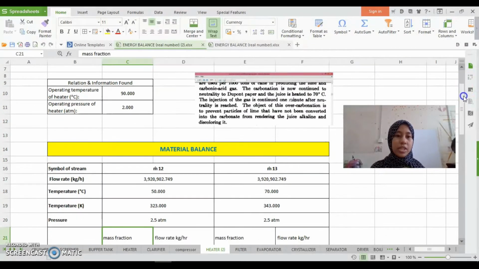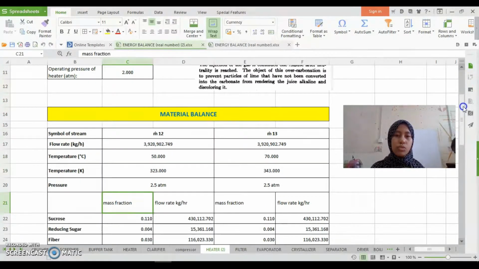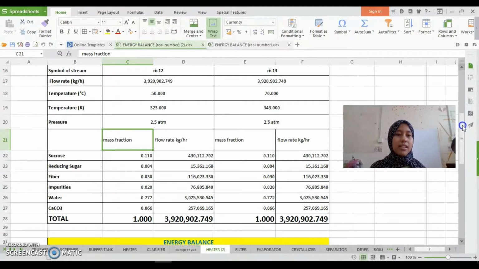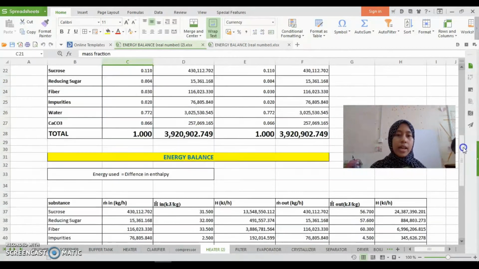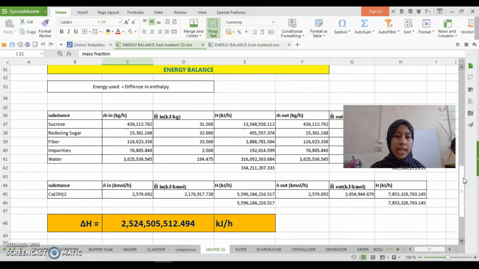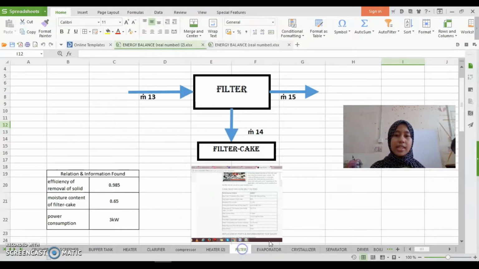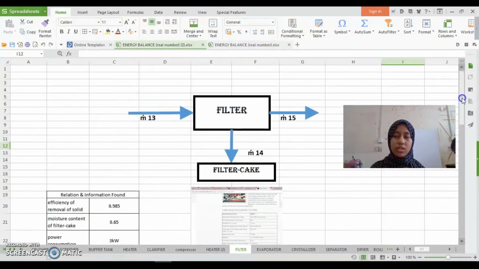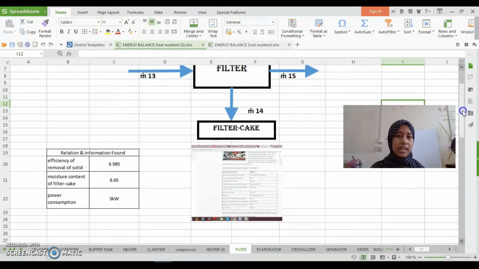Okay, next we move to the next process, which is the second heater after the clarifier. We increase the temperature from 50 degrees Celsius to 70 degrees Celsius. The mass flow rate that entering the second heater is 3,920,000, and outlet is the same, and the energy balance at the second heater is 2,524,000.